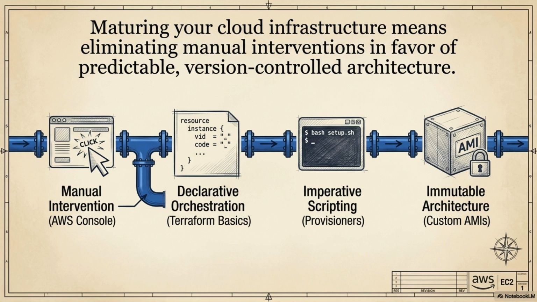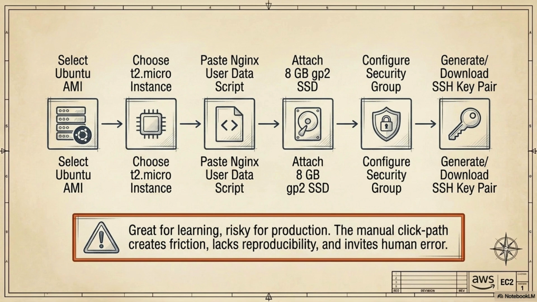Manual AWS console workflow. Manual infrastructure setup involves selecting AMIs, configuring storage, opening security groups, generating SSH keys, and installing software manually. This works for learning. But in production, manual workflows become slow and inconsistent.